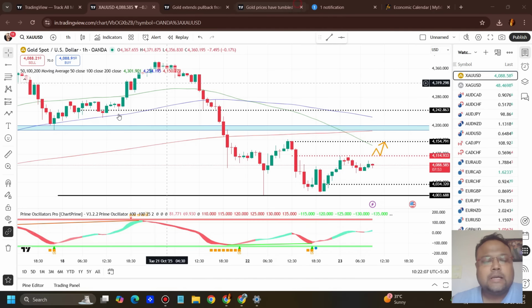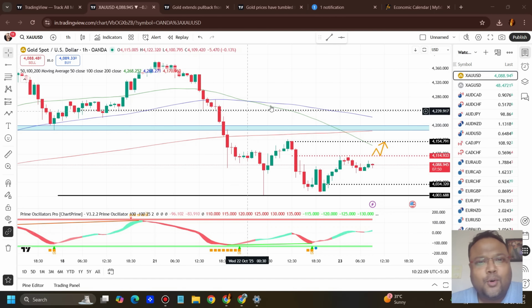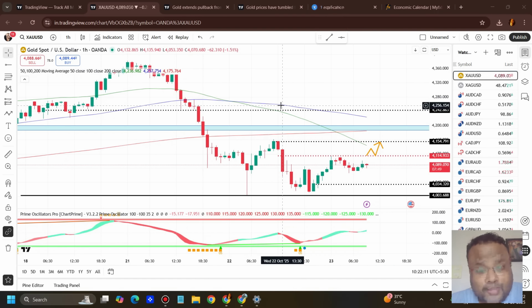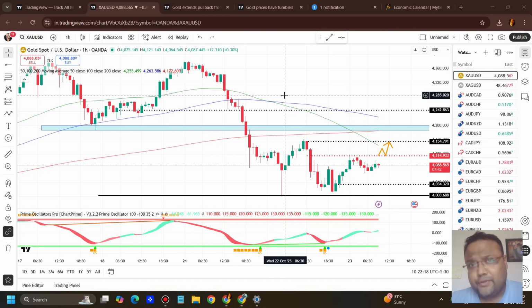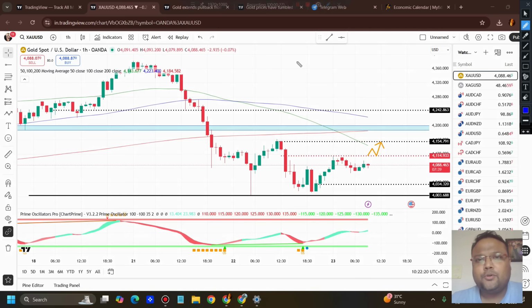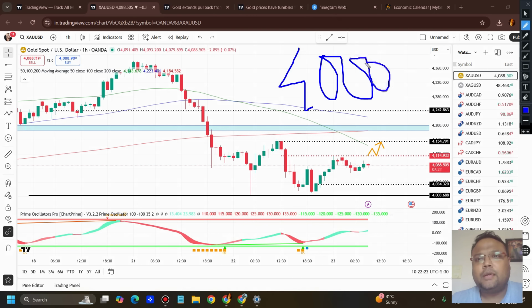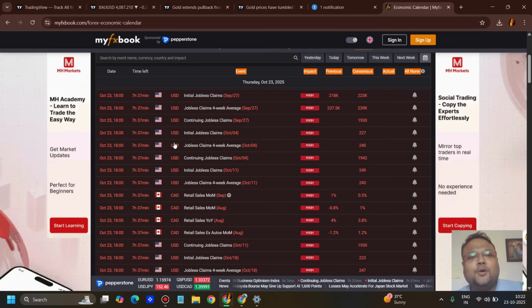So let's get started. My dear friends, this is the hourly chart of gold in front of us. And we can see that finally gold is trading above the 4,000 level. We have discussed in a previous video also that 4,000 is going to play a crucial role, and yes, we saw that buyers really fought hard, and they did a nice job, and right now the market is trading above 4,000.